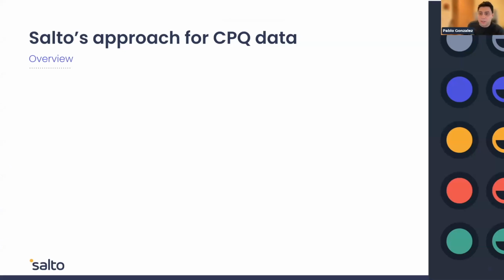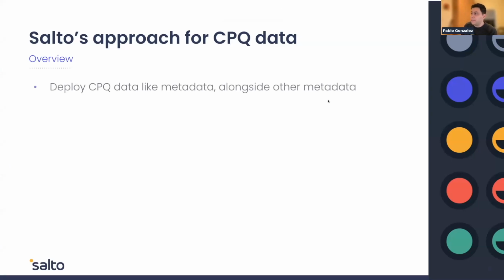Okay. So again, this is the final slide, I promise, and then we'll just jump into the product. Just a quick overview of how Salto does CPQ deployments. The first thing is that we treat Salesforce CPQ data as metadata. So what that means is if you think of normal Salesforce metadata, there's all these things like version control, automated deployments, rollbacks, pull requests, all that.